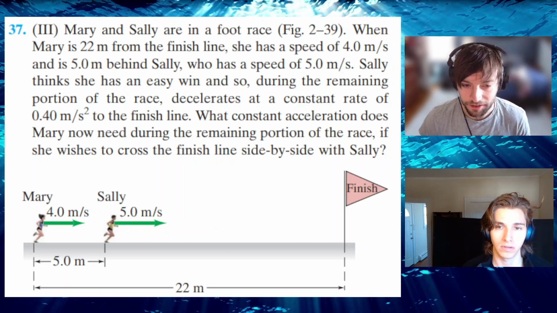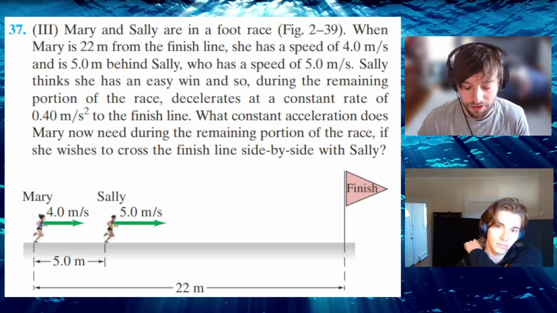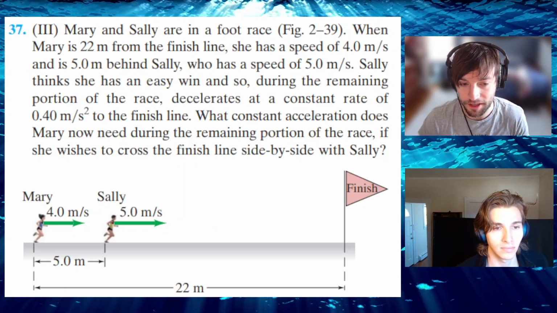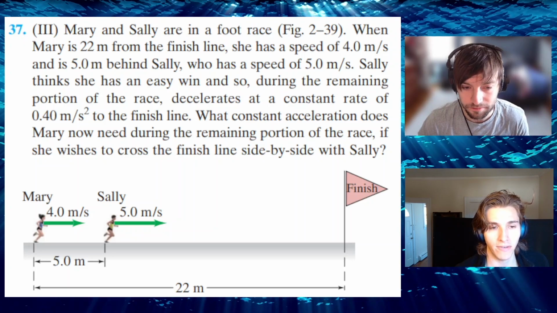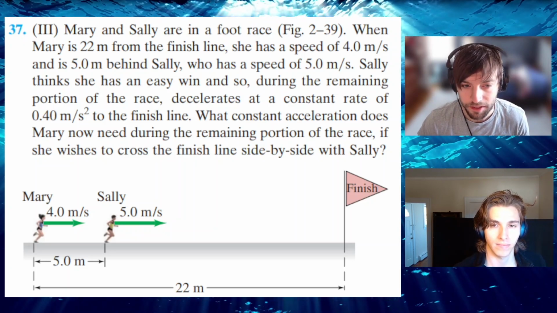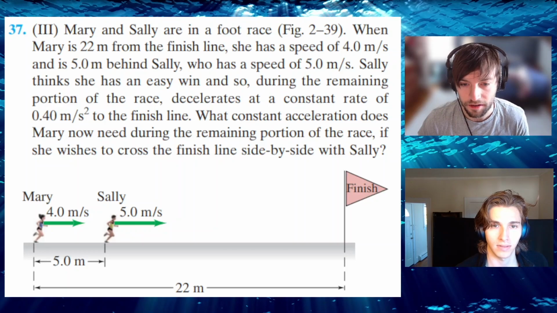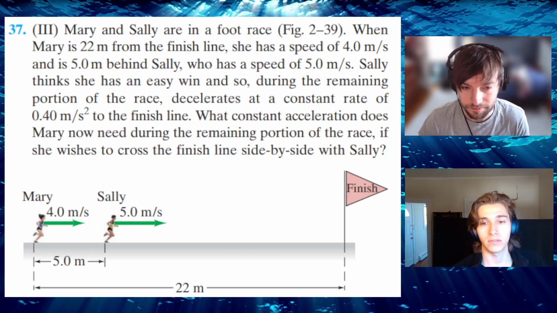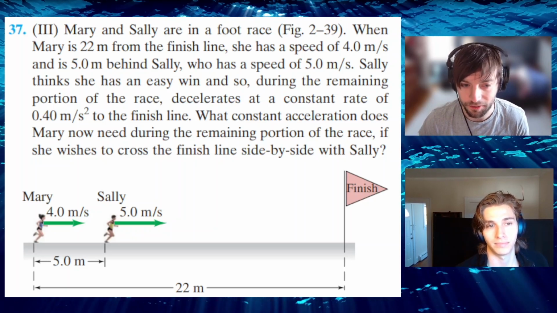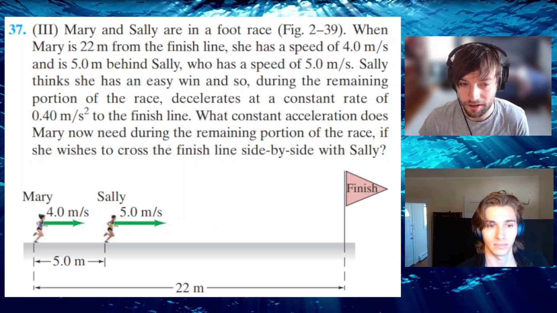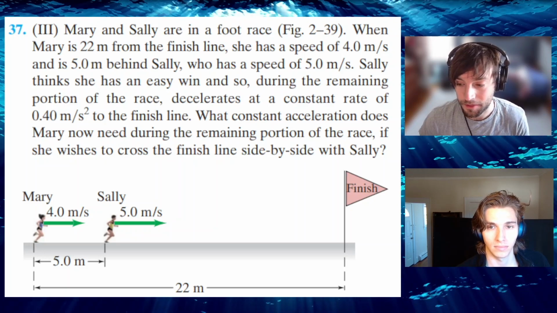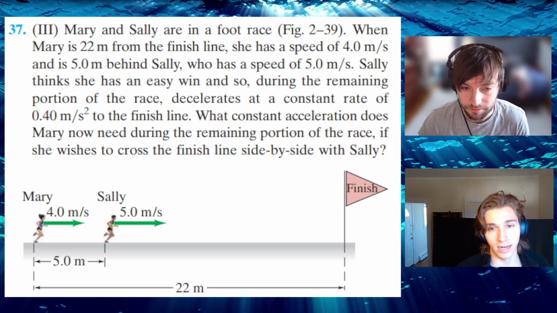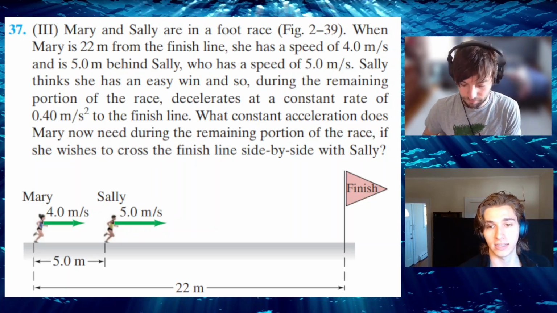What we know about Sally is she's 17 meters out from the finish line because she's 5 meters ahead of Mary. Do we have her initial velocity? I believe she has a speed of 5 meters per second. What else do we have? We know that she is decelerating at a constant rate of 0.4 meters per second squared. Right. So I'm going to put a equals negative 0.4 meters per second squared.